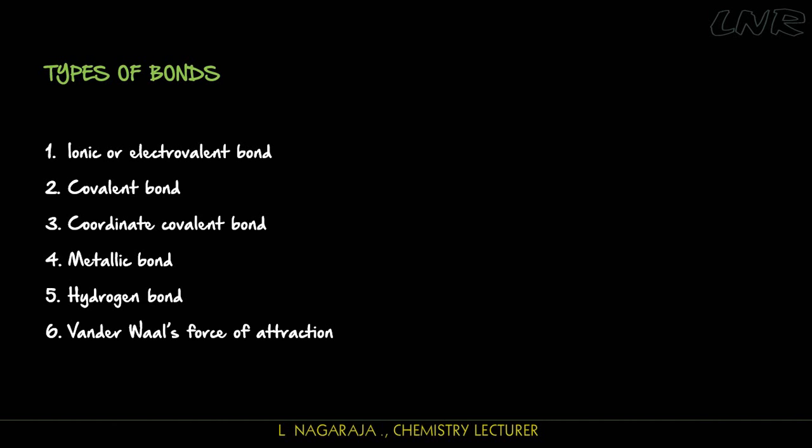So in the next class we will discuss the types of bonds. There are 6 types of bonds: ionic bond, covalent bond, coordinate bond, metallic bond, hydrogen bond, and van der Waals forces.